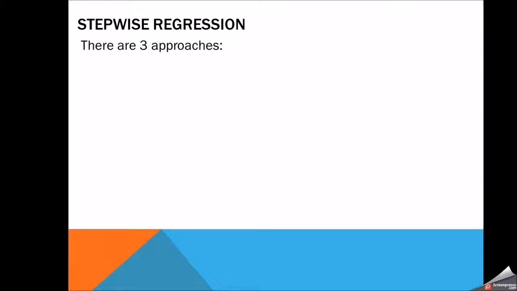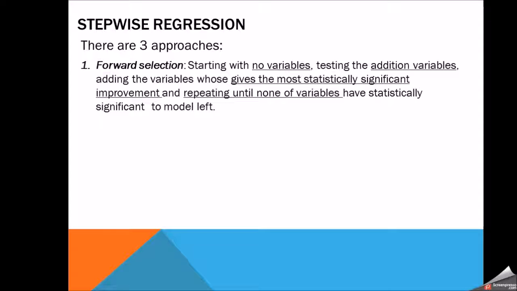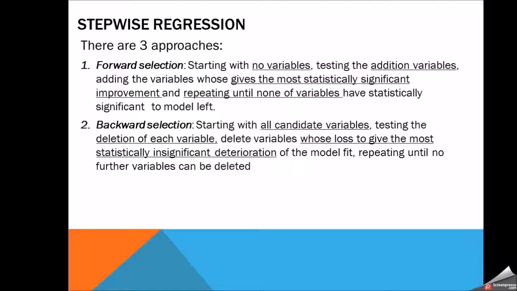And there are three approaches to stepwise regression. The first is forward selection, which involves starting with no variables in the model, testing the addition of each variable using the chosen model fit criterion, adding the variable whose inclusion gives the most statistically significant improvement, and repeating the process until none of the variables are statistically significant to the model. Backward elimination is the second approach, which involves starting with all the candidate variables, testing the deletion of each variable using a chosen model criterion, and deleting the variable whose loss gives the most statistically insignificant deterioration of the model fit, repeating this process until no further variables can be deleted.